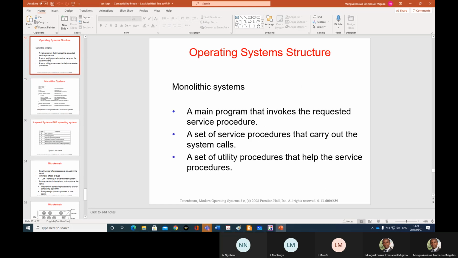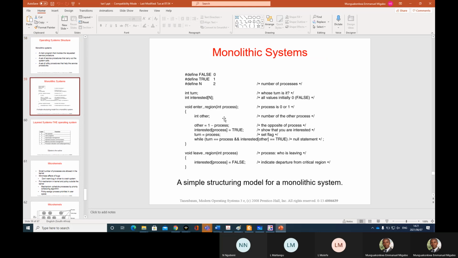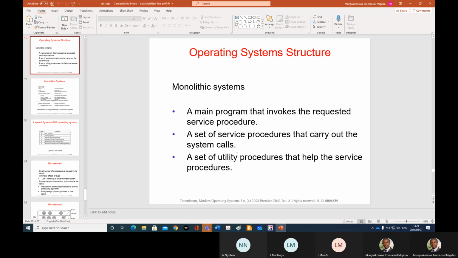Or maybe I'll remind you, a service procedure carries out the system calls. So when you're entering a region, and here we're referring to a memory region, this is a service, you agree? Because a utility procedure is just there to help the service procedure. So this will be things such as a procedure that calls the mounting before you read a file from a USB, because you need to mount a USB or a CD before you read any file from it. So the one that mounts will be a typical utility procedure, for example. Okay. All right.